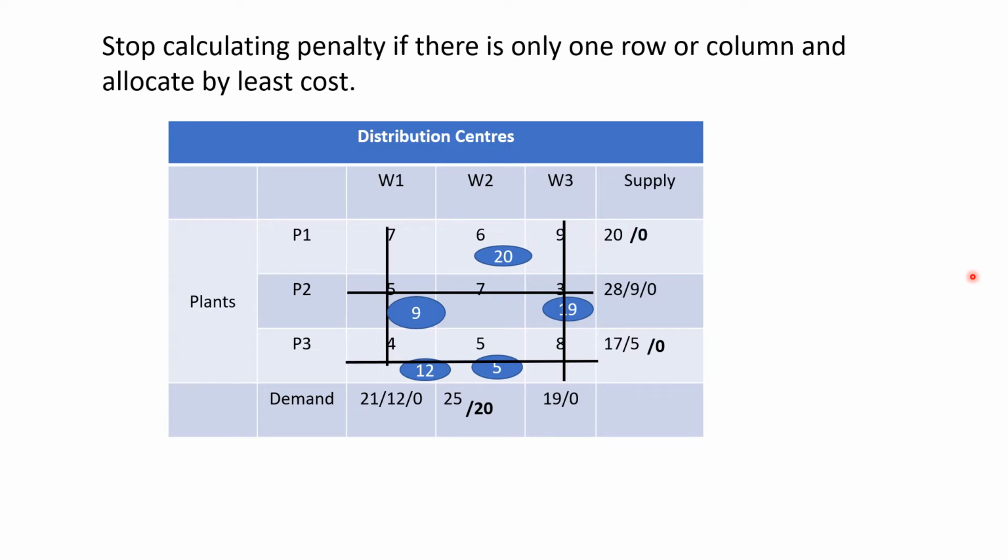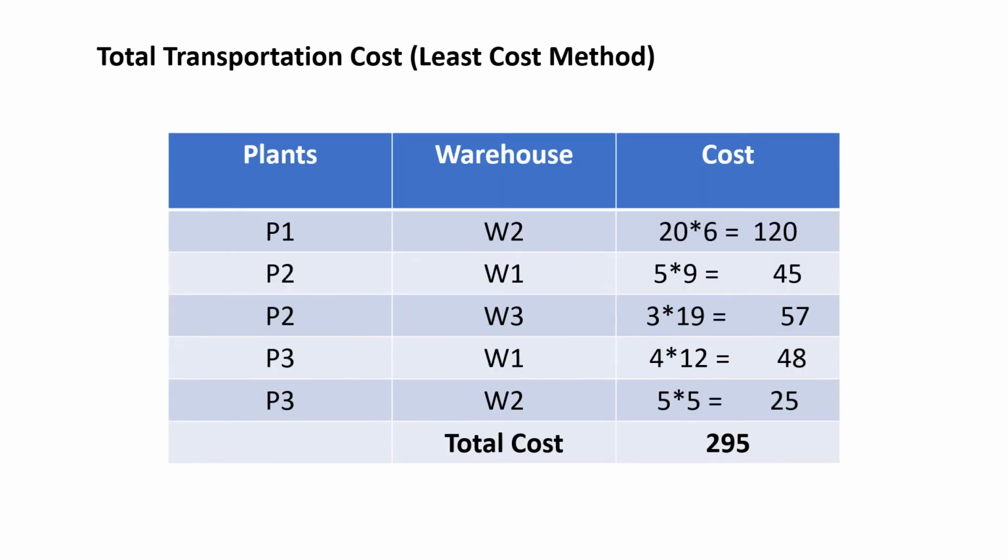And then adjust the supply and demand accordingly. So everything gets reduced. Your supply gets reduced, your demand gets reduced, and the total transportation cost in this case will be 6 into 20 plus 5 into 9 plus 3 into 19 plus 4 into 12 plus 5 into 5, and that gives you a total transportation cost of 295, which is much better compared to your northwest corner method, which is 462, and the least cost method, which is 300.